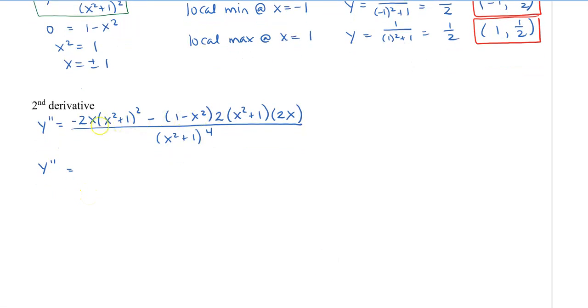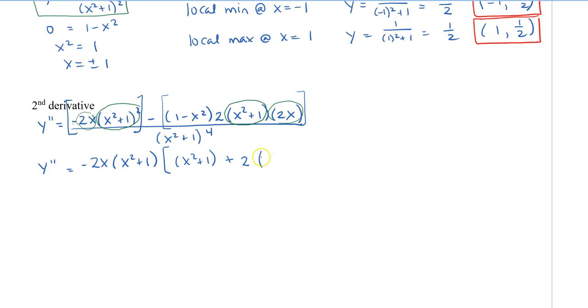Now I can see that this is a little bit of a complicated numerator, but I do see that I have an x squared plus 1 here, and also an x squared plus 1 here, and I also see a 2x and a 2x. So I'm going to factor out the negative with the 2x, and I'm also going to factor out x squared plus 1. So when I do that, from this big first term I would have left x squared plus 1. From the second big term, I would have plus 2 times 1 minus x squared, all divided by x squared plus 1 to the power of 4.